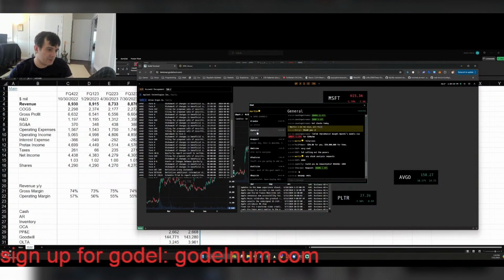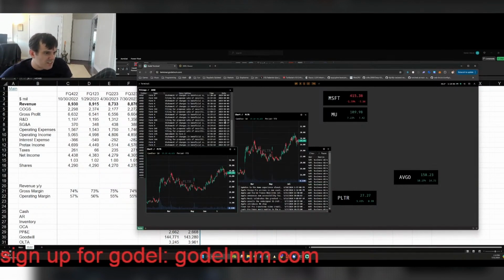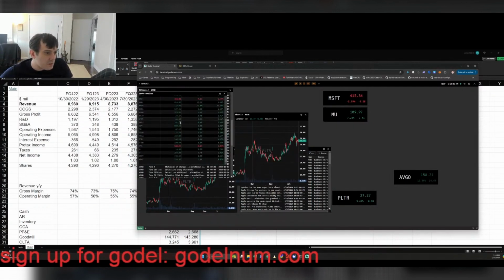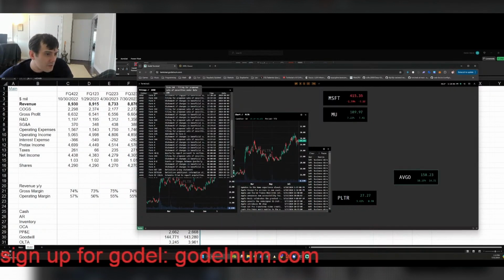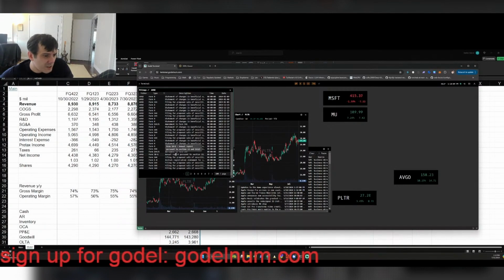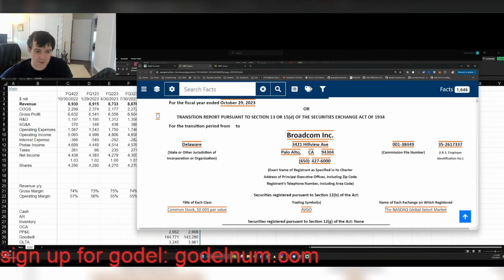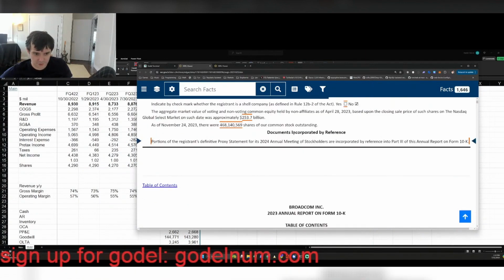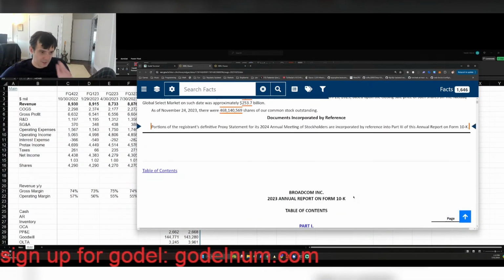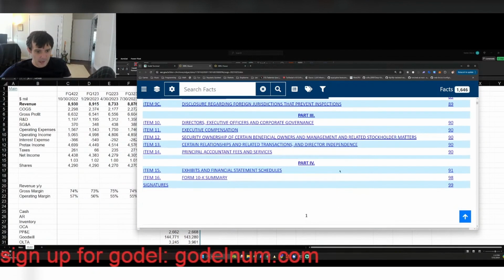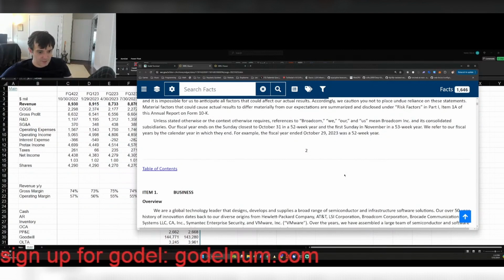Oh, I already have it pulled up here. Here's the 10K. So I'd start with the 10K. The 10Q is useful too, but the 10K goes into extreme detail on these matters.